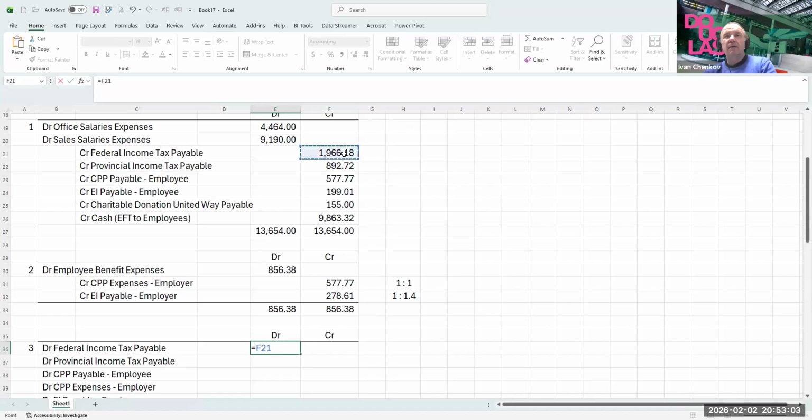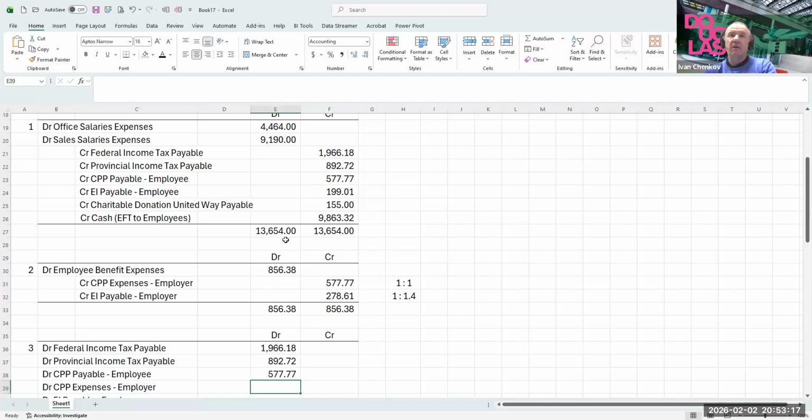We're gonna clear the federal income tax that we took from the employee, we're gonna pay it to the government. The provincial tax we took from the employee, we're gonna pay it to the government. Then we're gonna pay Canada Pension Plan, which we take from the employee. Plus, we're gonna pay the Canada Pension Plan, which we accrue as an employee benefit expense.